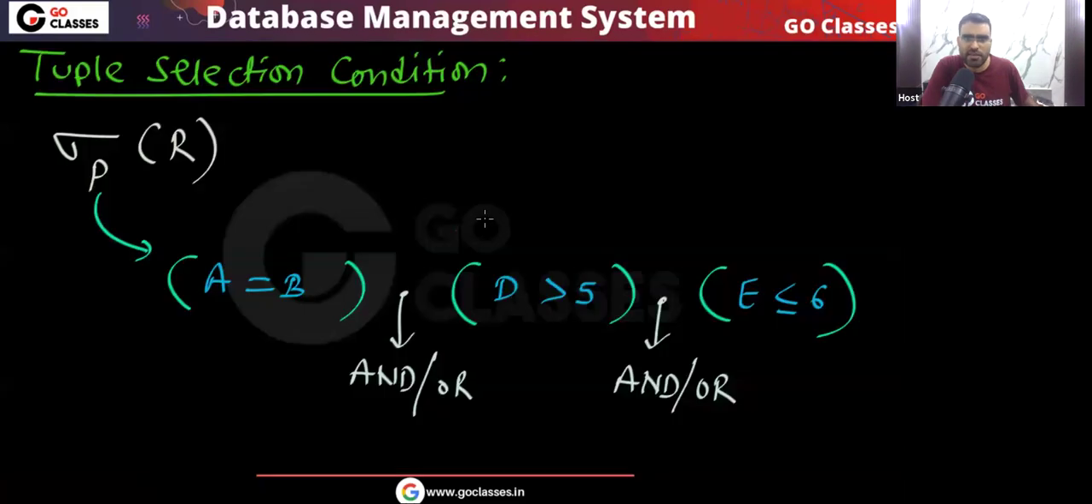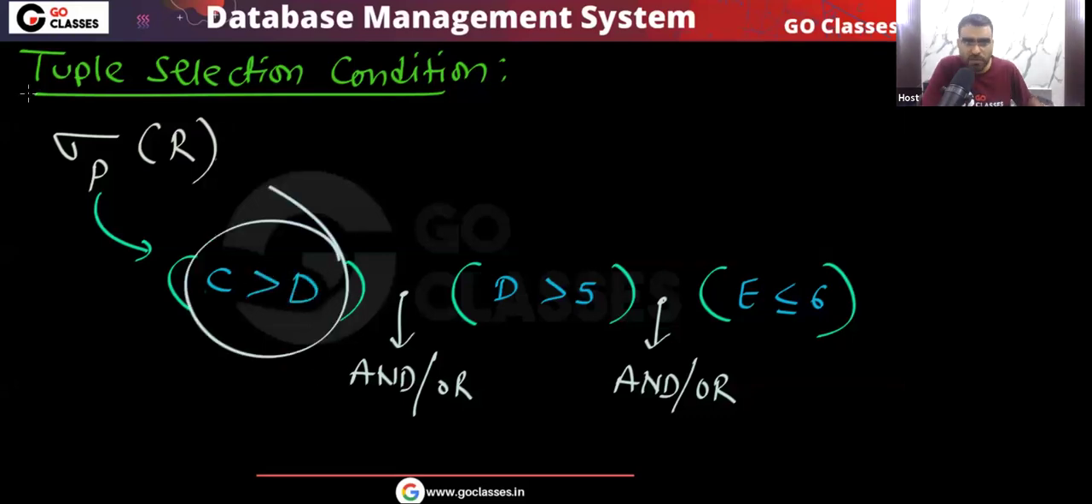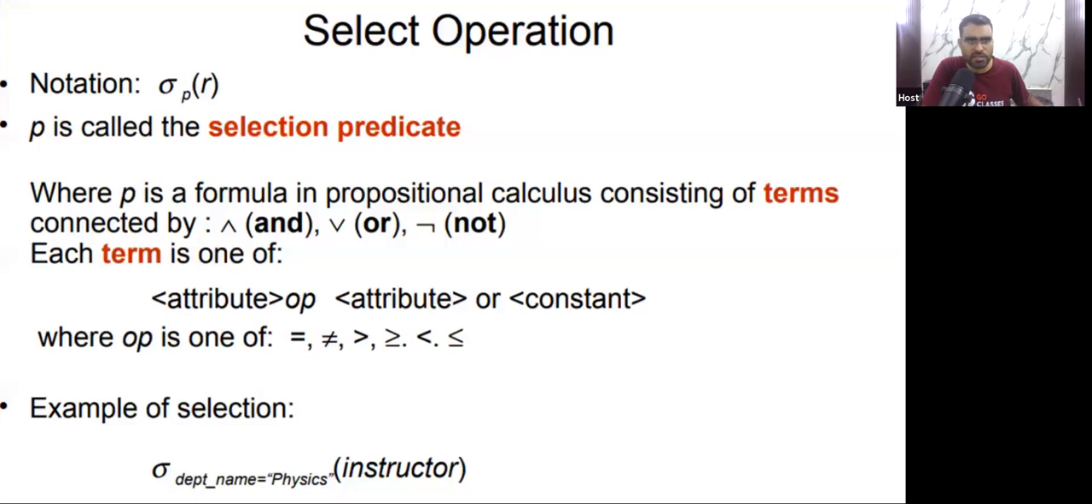A student is asking, can we write C greater than D? Yes, no problem. See, attribute comparison attribute. C greater than D, that is also fine. You can write these comparison operations. Okay, is this clear? Let me know. Attribute comparison attribute, these comparison operations you can use, or you can write attribute comparison constant. Here again you can use these operations.